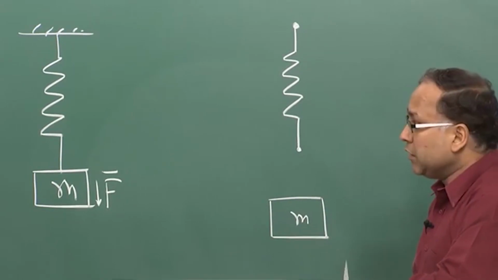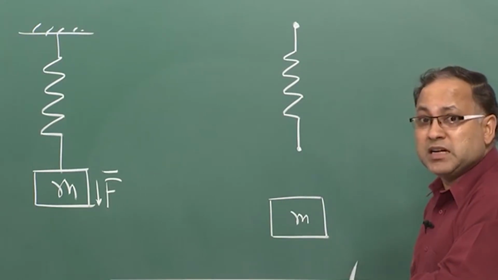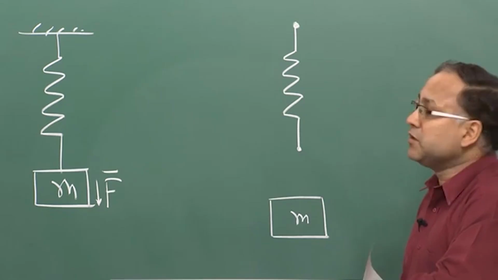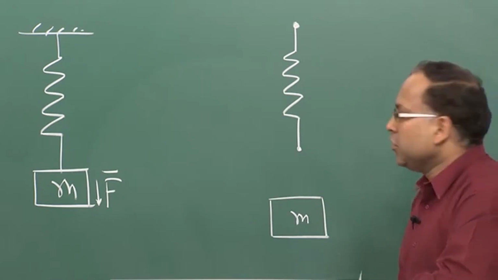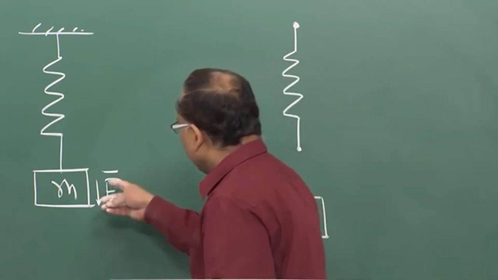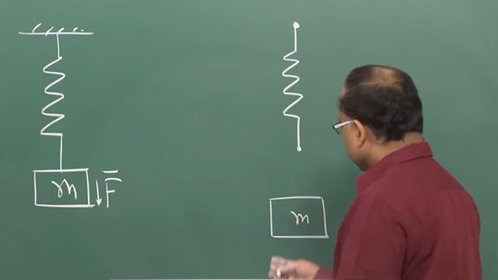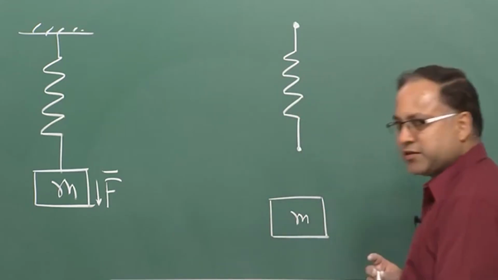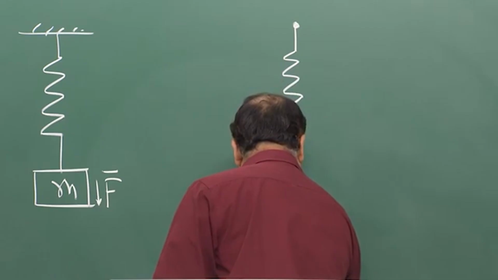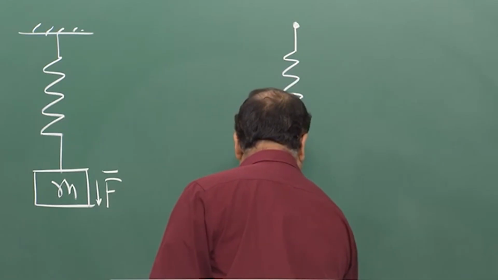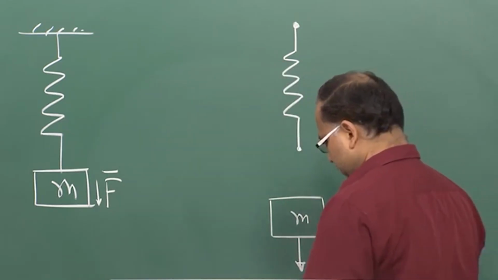Now, I am saying that the body is under equilibrium. If the system is under equilibrium, then all the components must be in equilibrium. Okay. So, this force is acting in the downward direction. This is the weight, say some force, so this is the force F.